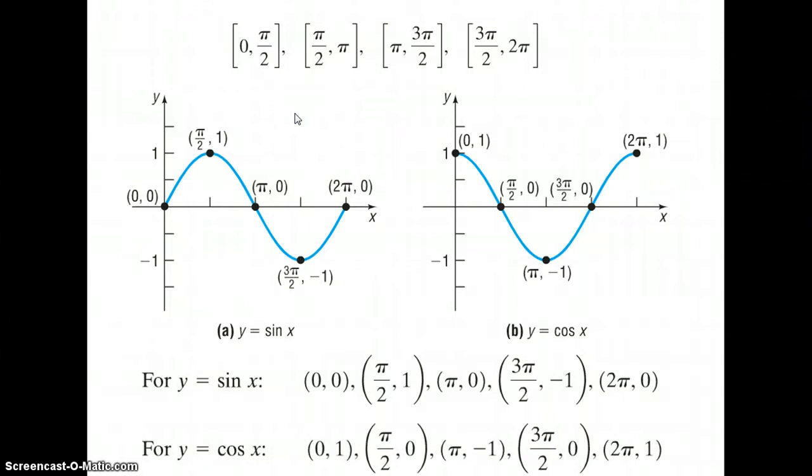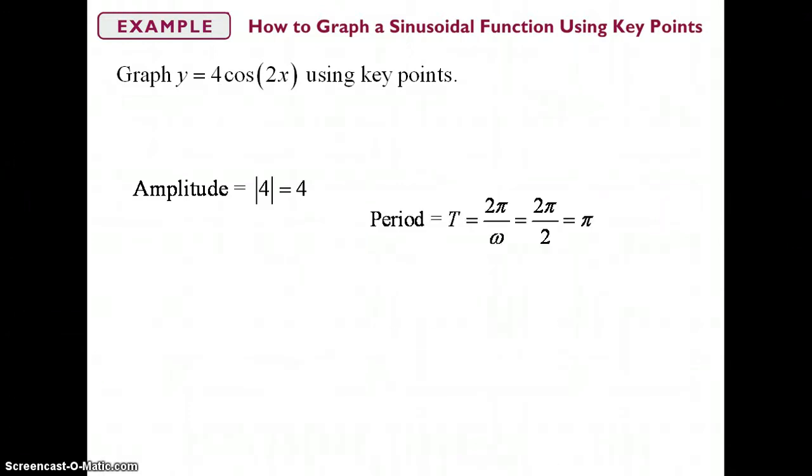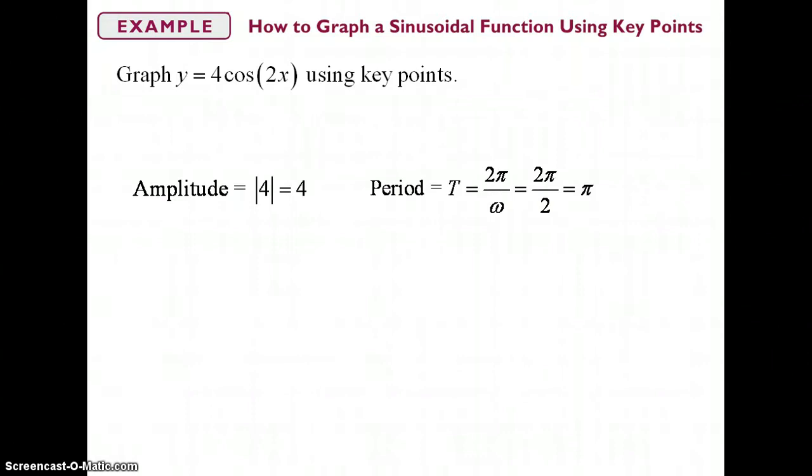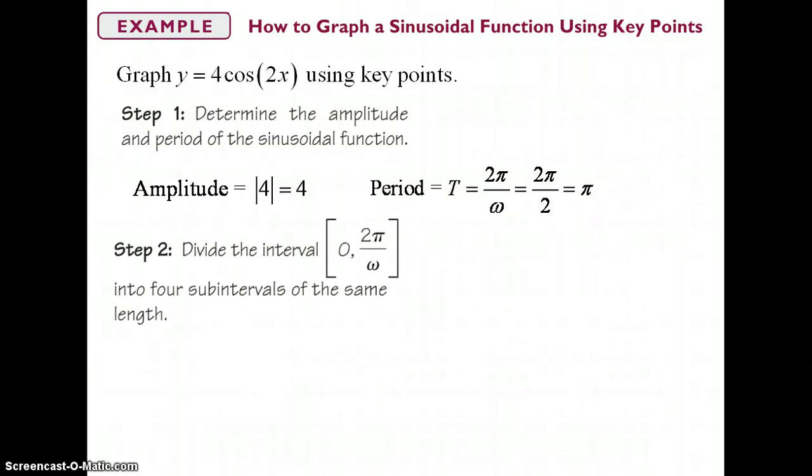Okay? Cosine x, pause the video if you want. You already know how to find these values. So, using key points, the first thing we're going to do is find the amplitude and find the period. Now, period is 2 pi over 2. Draw your graph. Then you're going to divide the interval, the period really, into 4 subintervals of the same length.